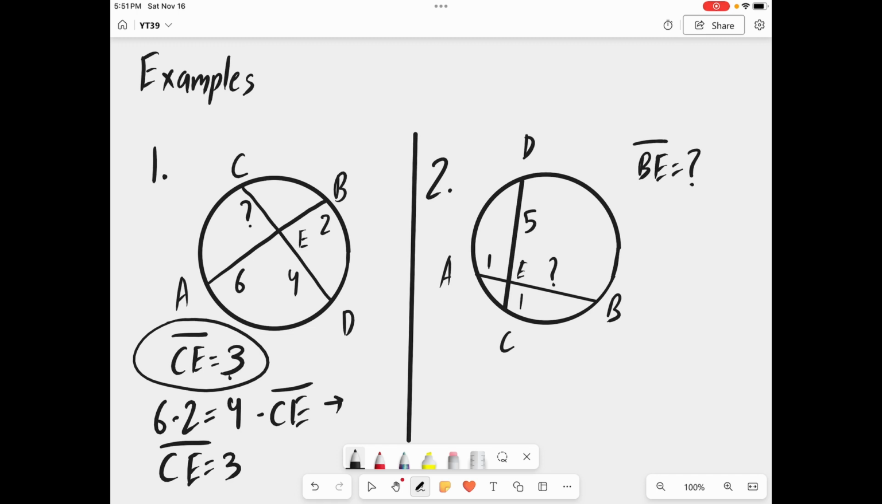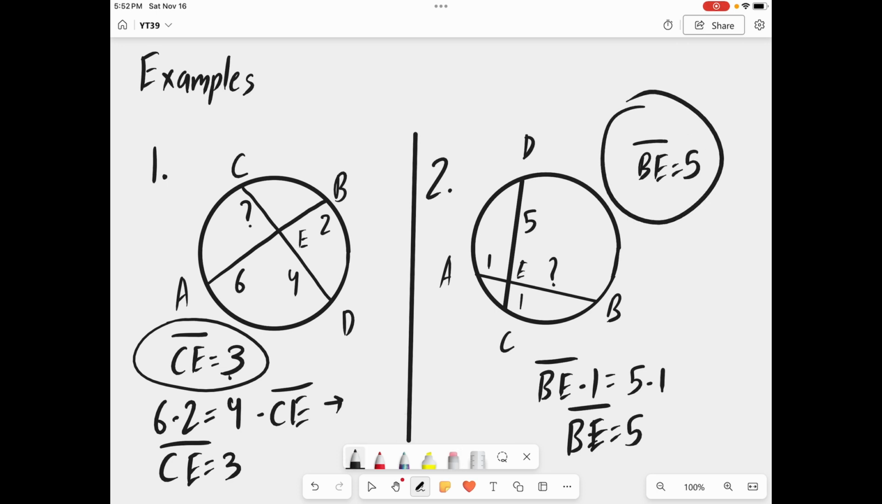For our second problem, it is the exact same thing. Instead of CE, it's BE, and the points and the lengths are different. Again, if we use the same thing, we have AE times BE, which is essentially BE times 1, is equal to 5 times 1, because it's DE times CE. So if you divide everything out, you get BE is equal to 5. And that's our second answer. Let's move on to the practice problems.